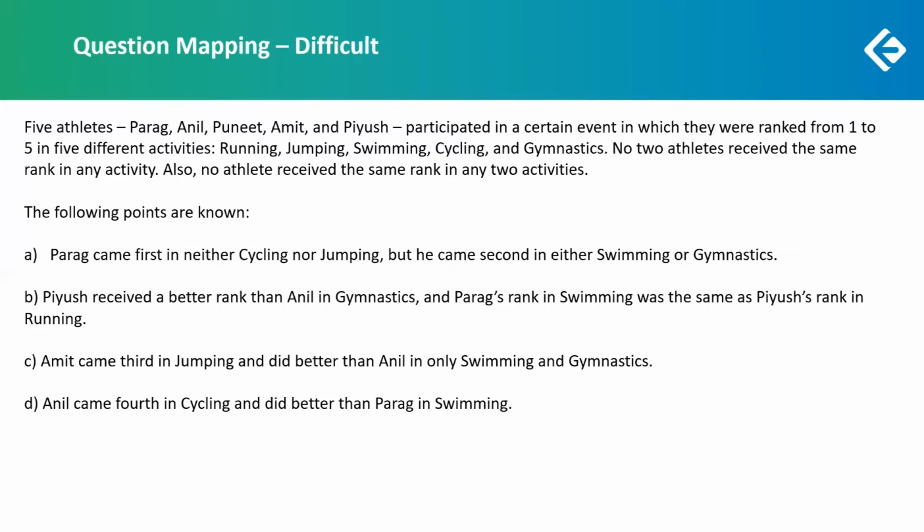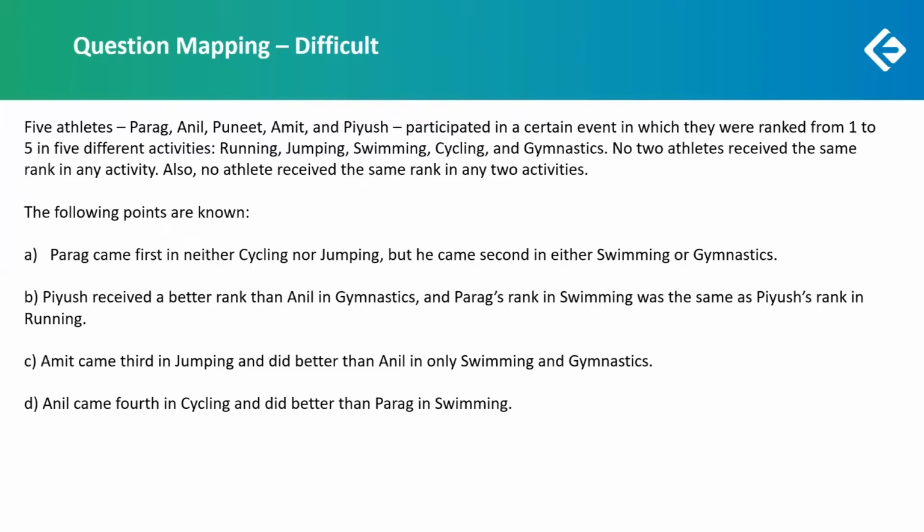A, B, C, D. So this is a common mistake. People think, okay, we have only 4 points of information, so how difficult can this set be? But this set was definitely a difficult set. It was difficult to find out the ranks of the 5 athletes in each of the activities based on only these 4 points of information.